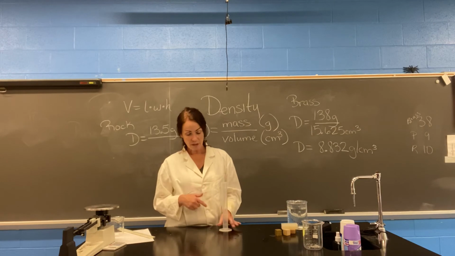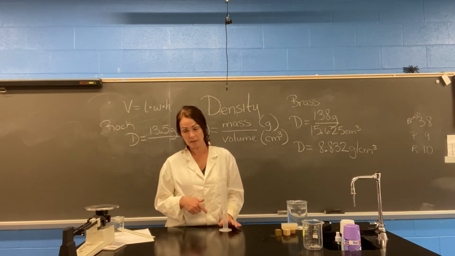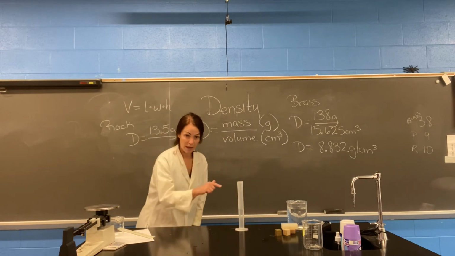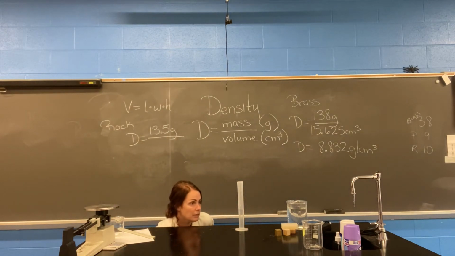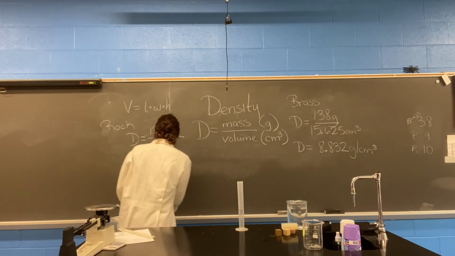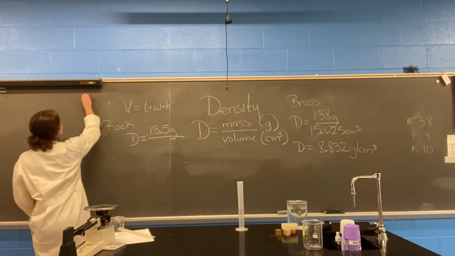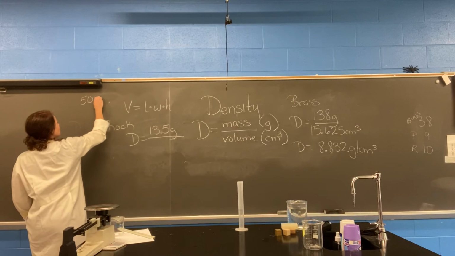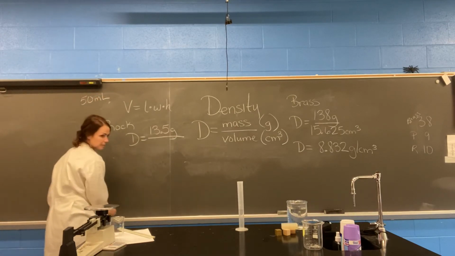Remember, when you're finding a measurement in a graduated cylinder, you have to make sure it's on a flat surface. You want to lower your eyes to the level of the water, and in this case, it has 50 milliliters of water. I'm going to write that down over here. I'm just making a note for myself. So we have 50 milliliters of water. That's what we're starting with.